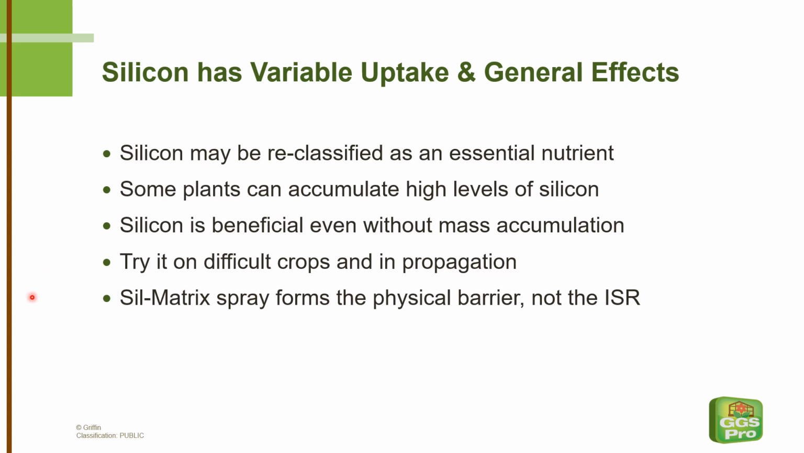One last note is that foliar sprays of silicon, or products that are meant for foliar sprays only, form the physical barrier, so they can help with disease or insect intrusion, but they won't induce the systemic resistance that we can get from a drench application.